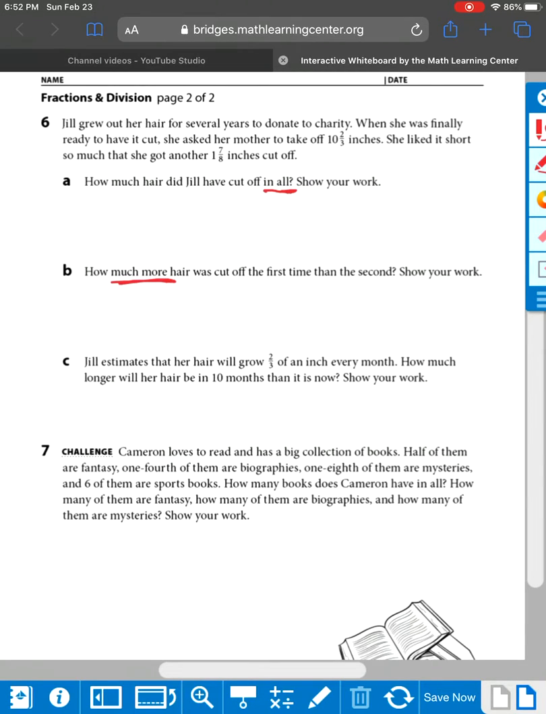We want to know how much more hair was cut off the first time than the second. And we want to know how much longer will her hair be in 10 months than it is now if it grows 2/3 of an inch every month. All right, so we'll start with part A. How much hair did Jill have cut off in all? When we hear in all, we're thinking, that's right, addition. So we have 10 2/3 inches plus 1 7/8 inches.